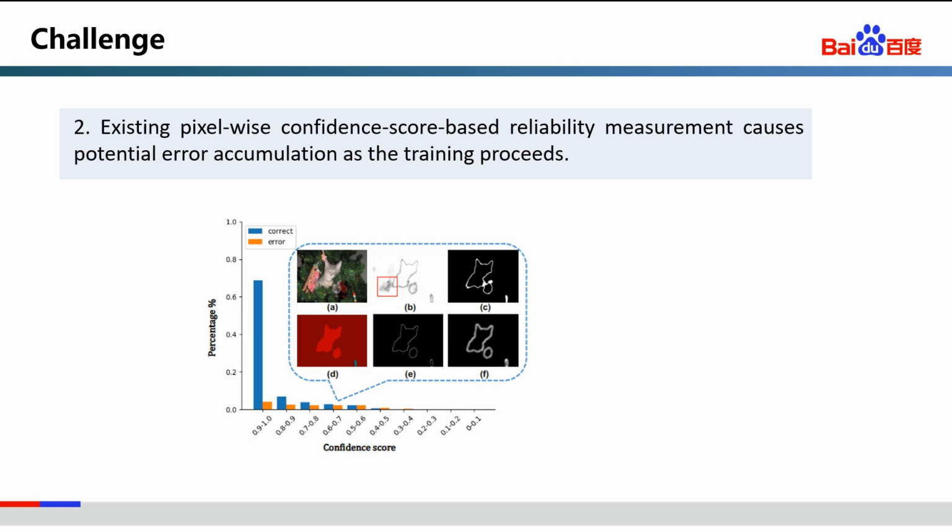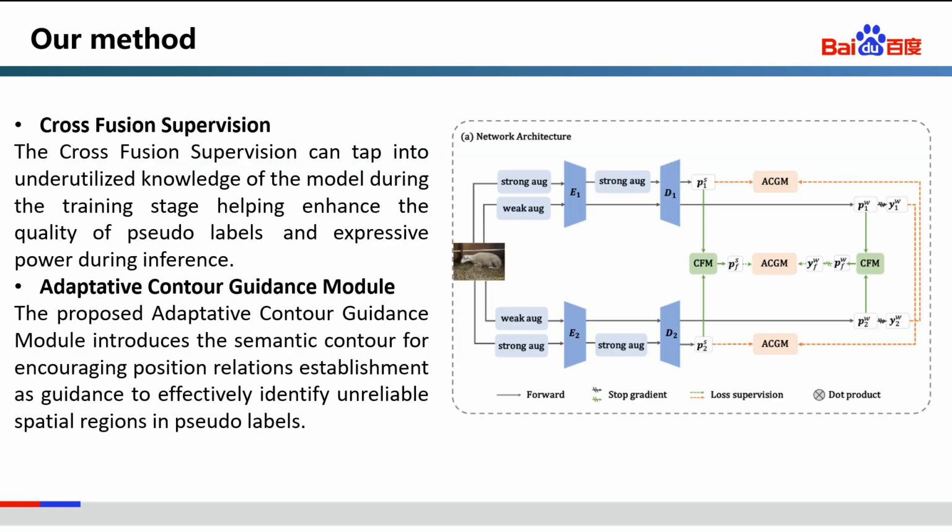We also found a similarity between error map C and weight map F in Figure 2, where most of the unreliable spatial regions can be identified by the contour map, which inspires our method. To solve the above problems, we propose a novel semi-supervised semantic segmentation framework called CFCG, which mainly includes cross-fusion supervision and the adaptive contour guidance module.